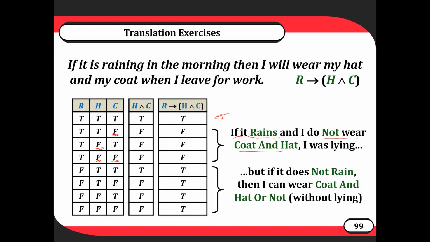So my assertion that if it was raining in the morning, then I'll wear my hat and my coat when I leave for work is false. I lied when I said that. But if it doesn't rain, then I can wear the coat and hat or not. It doesn't matter. I can wear both of them, I can wear one or the other, or I can not wear either of them. But I haven't made this implication false. So that's sort of the explanation behind all of that.